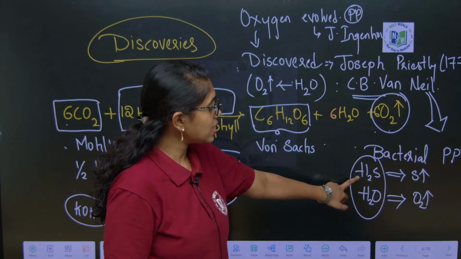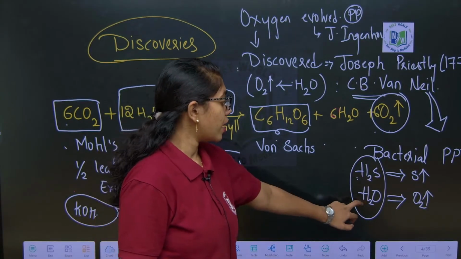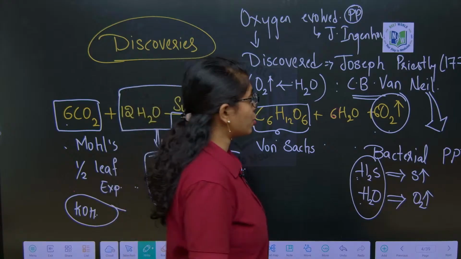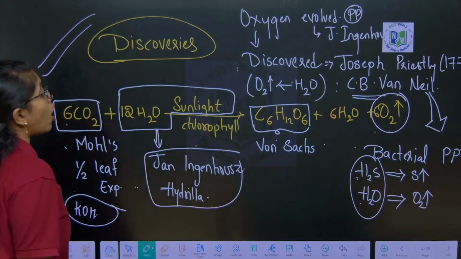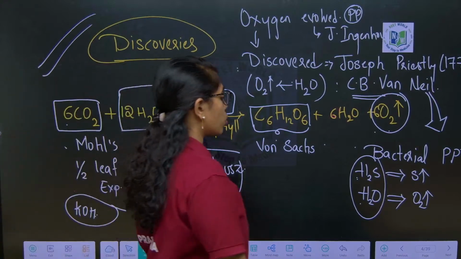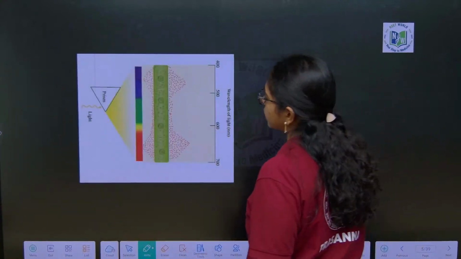These electron donors we have to remember. Bacterial photosynthesis, H2S is the electron donor. For oxygenic photosynthesis, H2O is the electron donor. This is the complete gist of your discoveries from photosynthesis in higher plants.